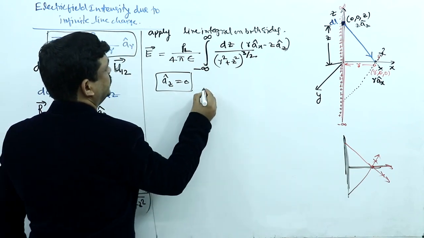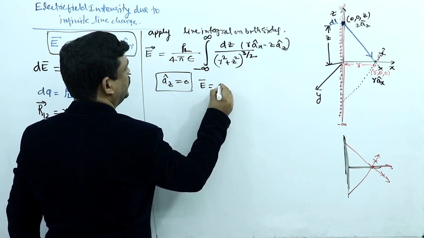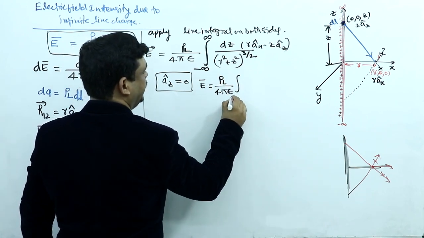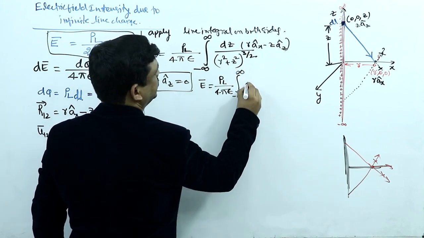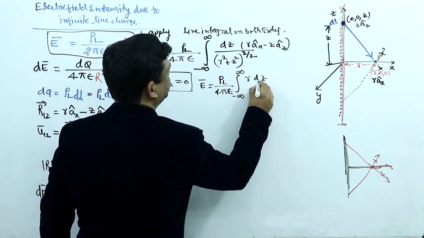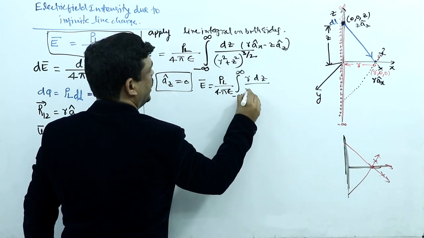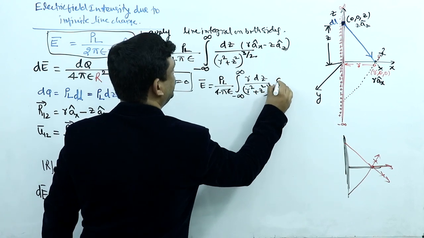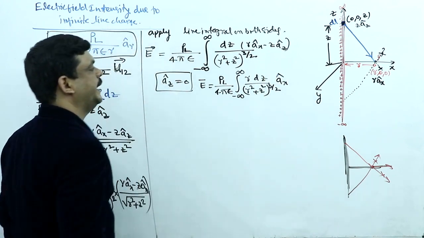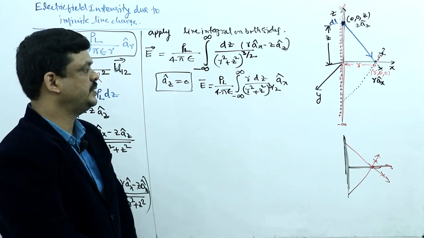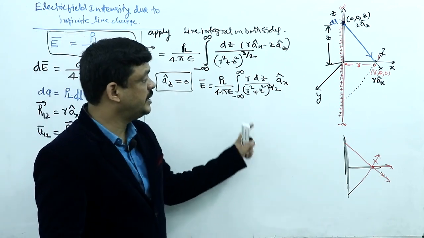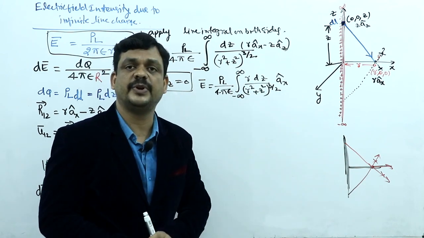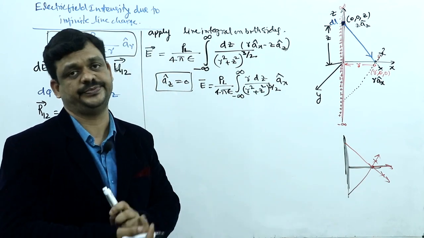If az is 0, then the remaining equation becomes E is equal to rho L by 4 pi epsilon, line integral from minus infinity to plus infinity, r into dz by r square plus z square whole power 3 by 2, into the unit vector in the ax direction. Now we have to simplify this part. Internally two variables are there, r and z, but this integration is defined with respect to z, so we have to equate those, right?